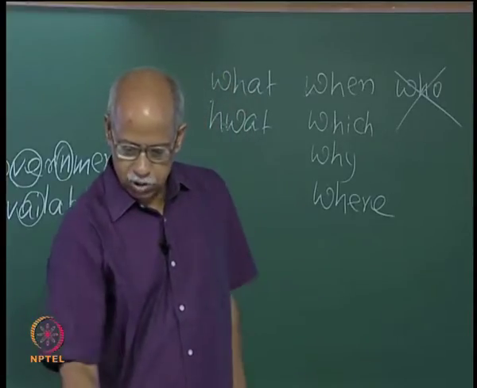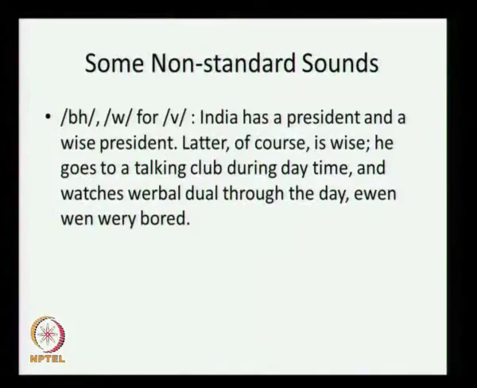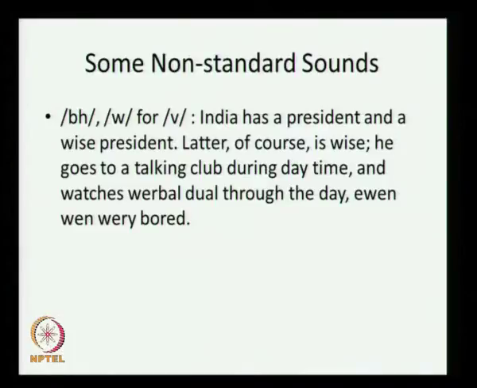Okay, please continue reading this sentence. Latter of course is wise. Come again, please. Latter, of course, is wise. He goes to a talking club during daytime and watches verbal duel through the day, even when very bored. Even when very bored. Okay. Right.